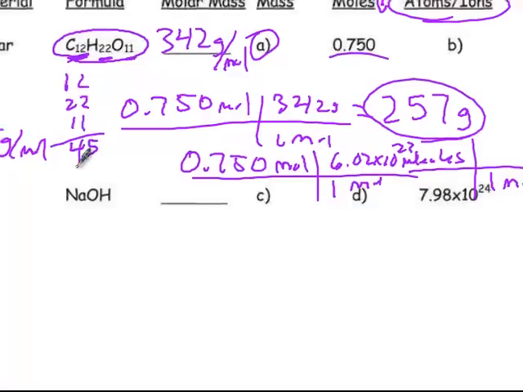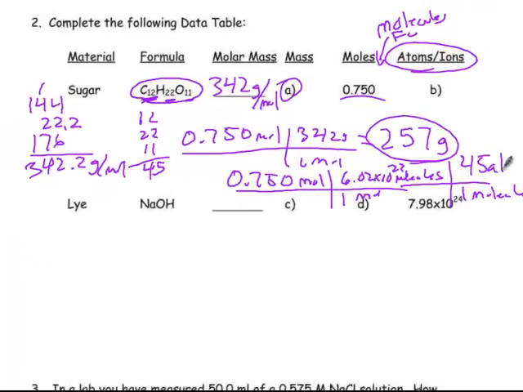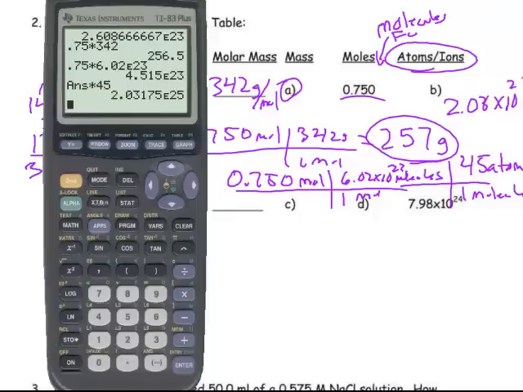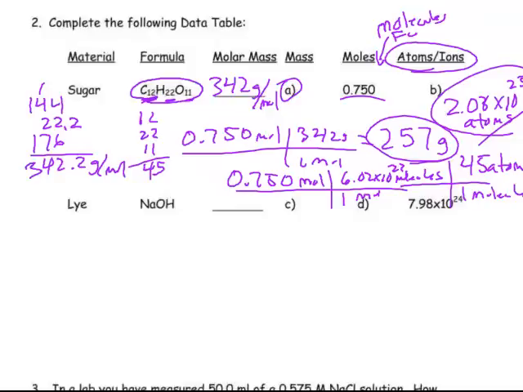And we get 45. So there are 45 atoms in that 1 molecule of sugar. So 0.75 times 6.02 times 10 to the 23rd times 45. So 2.03 times 10 to the 25th atoms. And again, I'm going kind of quick here because they're exactly the same as the others. You can rewind them, watch them again. 7.98 times 10 to the 24th.